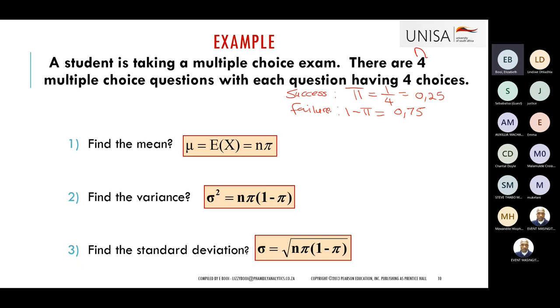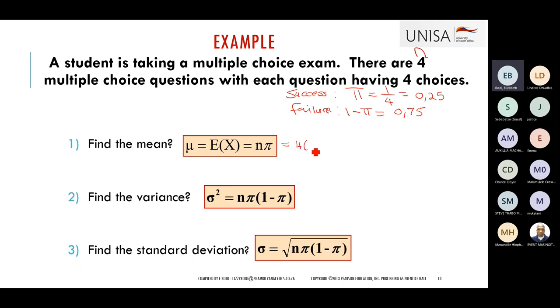Find the mean. The mean is calculated by n times the probability of success. So our n is 4 times 0.25. What is the answer? It's 1. So the mean is 1.